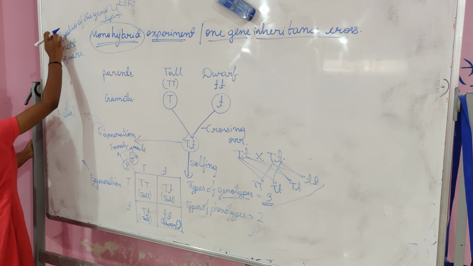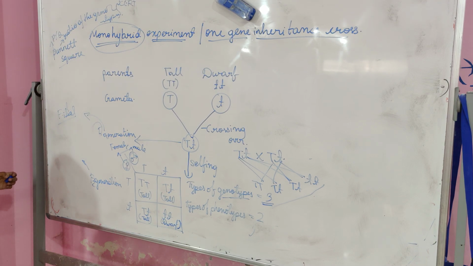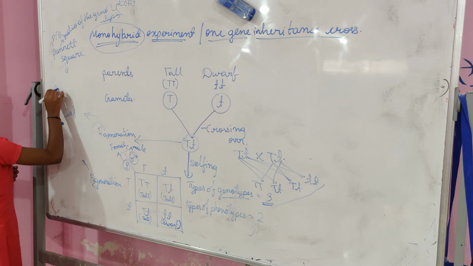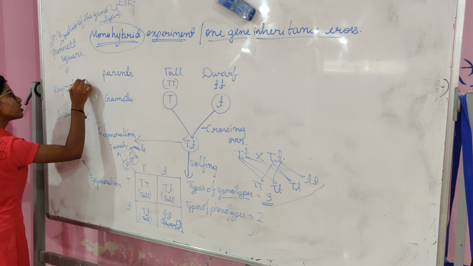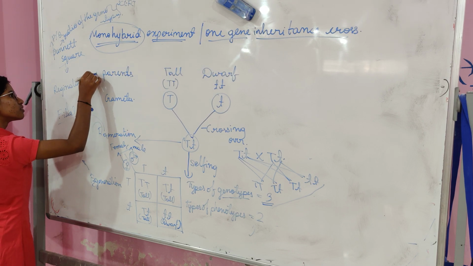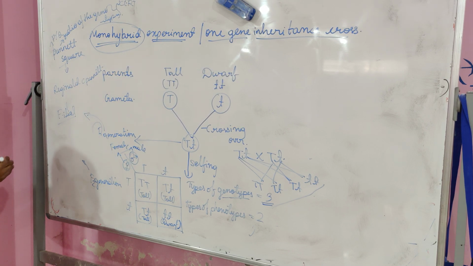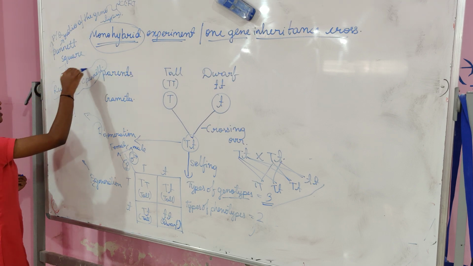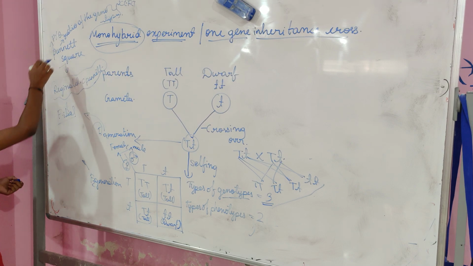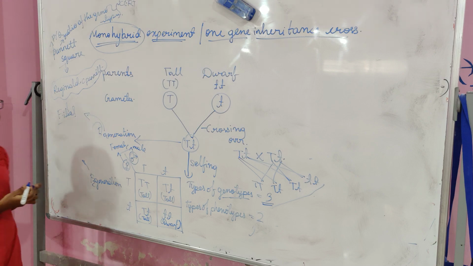Which square is used to represent offspring? This one was given by Reginald C. Punnett. This is the name. He was the scientist who gave the Punnett square.